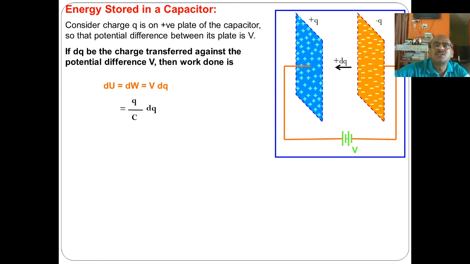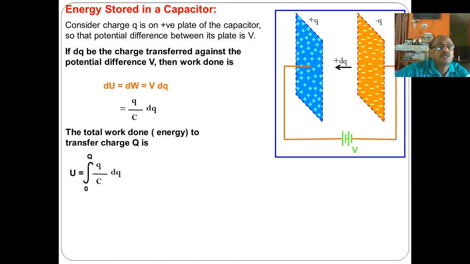Now if we consider initially the capacitor was having no charge and the total charge transferred is q, then the total work done to transfer charge q is the integration from 0 to q of q by C dq, and we can remember the integration of x dx is x square by 2. So here the integration of q dq will be q square by 2, and 1 by C can be taken out. Then we substitute the upper limit and lower limit. Then we will get U equal to q square by 2C.